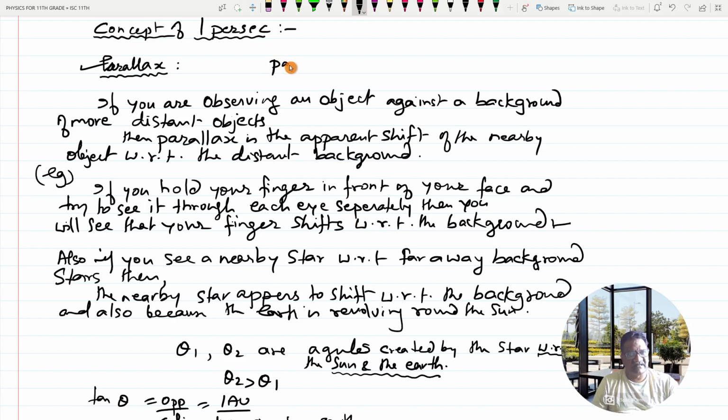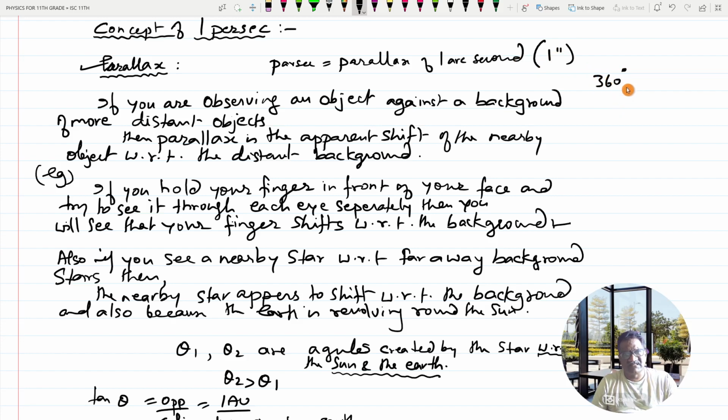The definition of parsec is a parallax of 1 arc second, isn't it? 1 arc second is written as 1 and then a double line. See, in degrees, you have 360 degrees in a circle, right? Now a degree can be divided further. 60 minutes makes 1 degree, this you must be knowing. Now a minute is also divided into smaller parts, into seconds. So 60 seconds will be equal to 1 minute, isn't it?